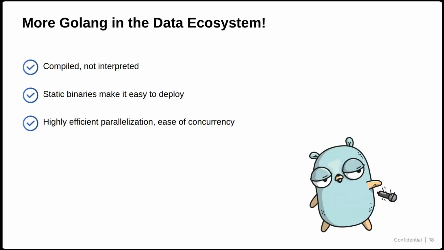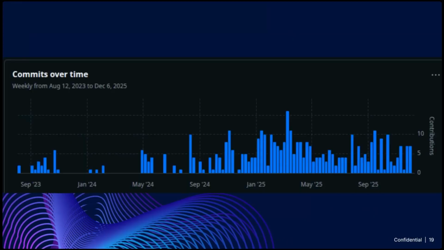But also, one of the reasons why I created Iceberg Go was I wanted to get more Golang into the data ecosystem. Because unlike Python, it's compiled, not interpreted. The static binaries, as opposed to C++, make it super easy to deploy and utilize. And then obviously you can leverage all the concurrency and parallelization that provides.